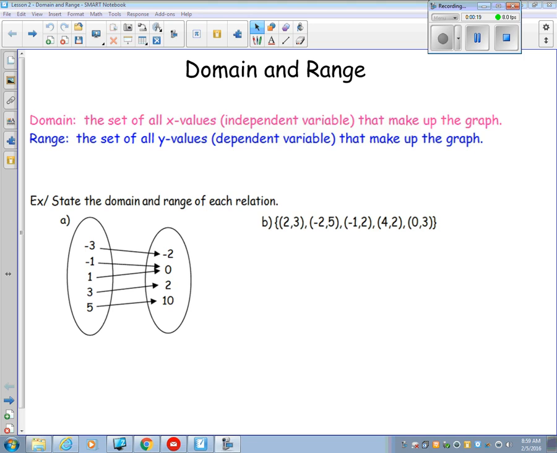When we're talking about domain, we want to know which x values are involved in this graph. What is the set of x's that we cover? And range, what is the set of y values that we cover? We're going to look at this in a variety of ways: mapping diagrams, points, dots, and lines. Each of them has a slightly different approach.